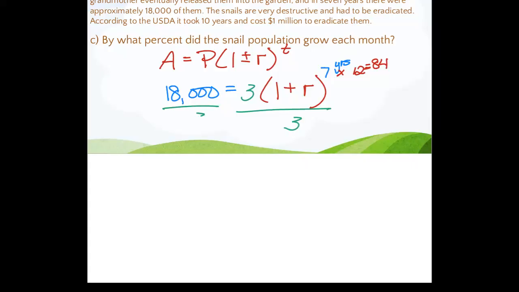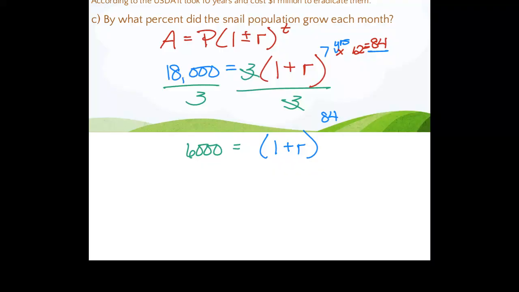Divide by 3. 3's cancel out. We get 6,000 equals 1 plus r to the 84th power, which we got by taking 7 times those 12 months. Now, what the heck do I do here? Which means I should take the 84th root. Because if you have something to the 84th power, then take the 84th root, those would cancel out. And then you have to do that on the other side.